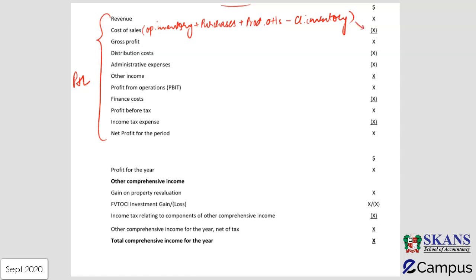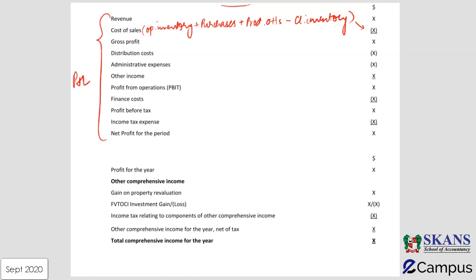So if there is any purchase return, that will be subtracted from this figure. If there is any carriage inwards, that will be added to this figure. So all the costs directly attributable to purchases will be adjusted in this figure. But this is the basic formula which is used for the calculation of cost of sales. Then we have distribution costs which are subtracted, administrative costs which are subtracted.